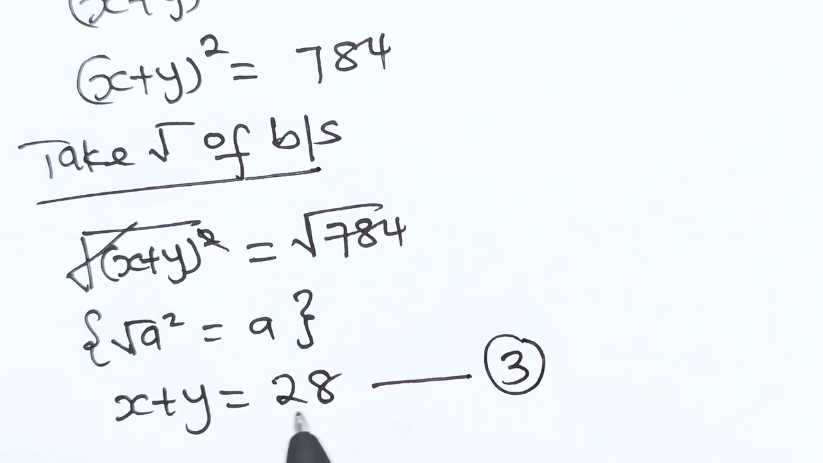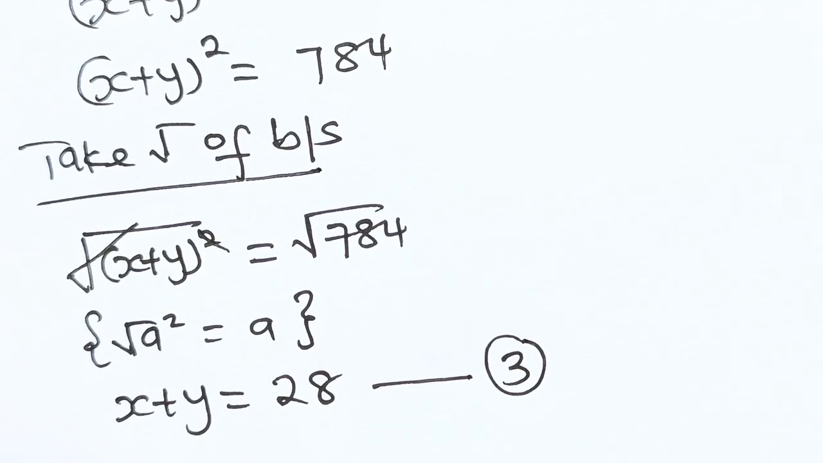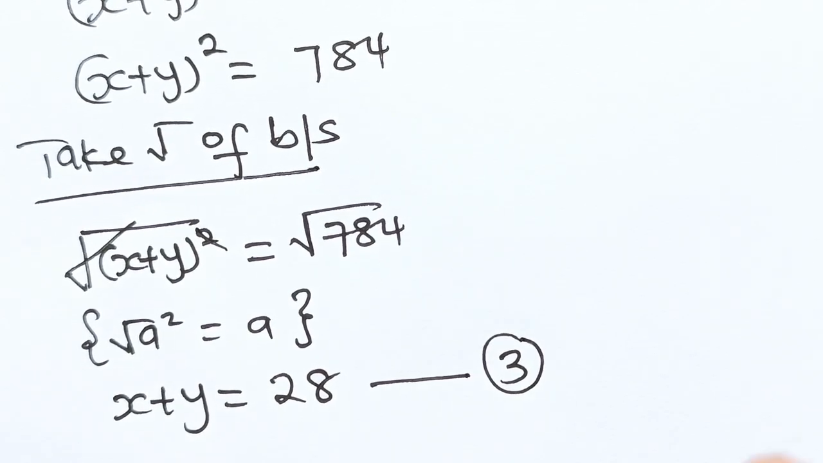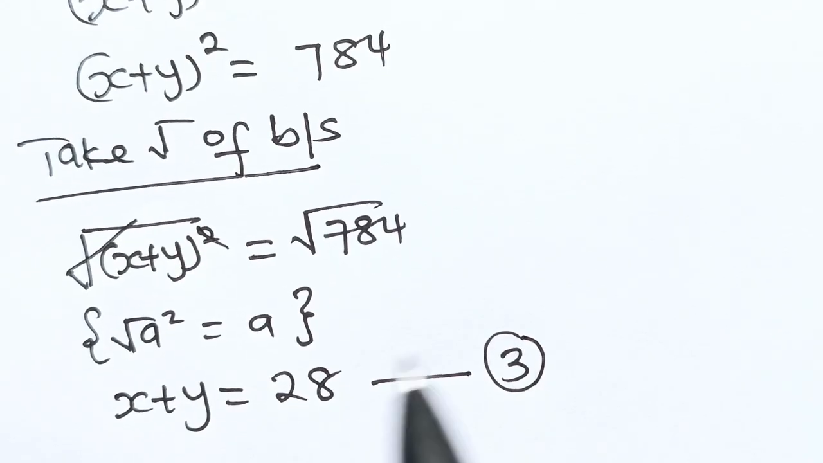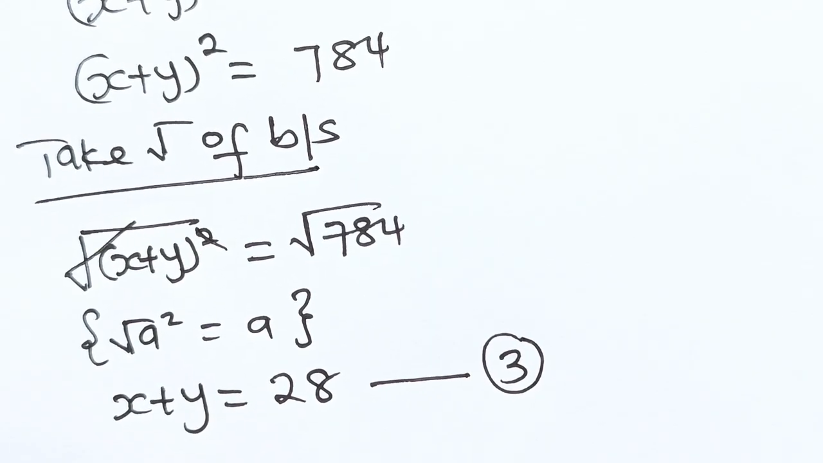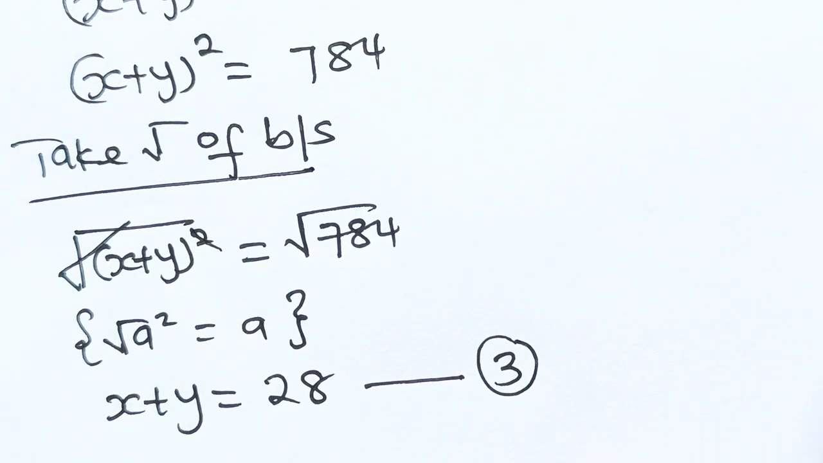Now we have x plus y equals 28. Let's find x minus y equals something and solve them simultaneously to get x and y. Then from there, we will get our radius and then we solve for the area. That is my plan. So stay tuned and see how we did that.